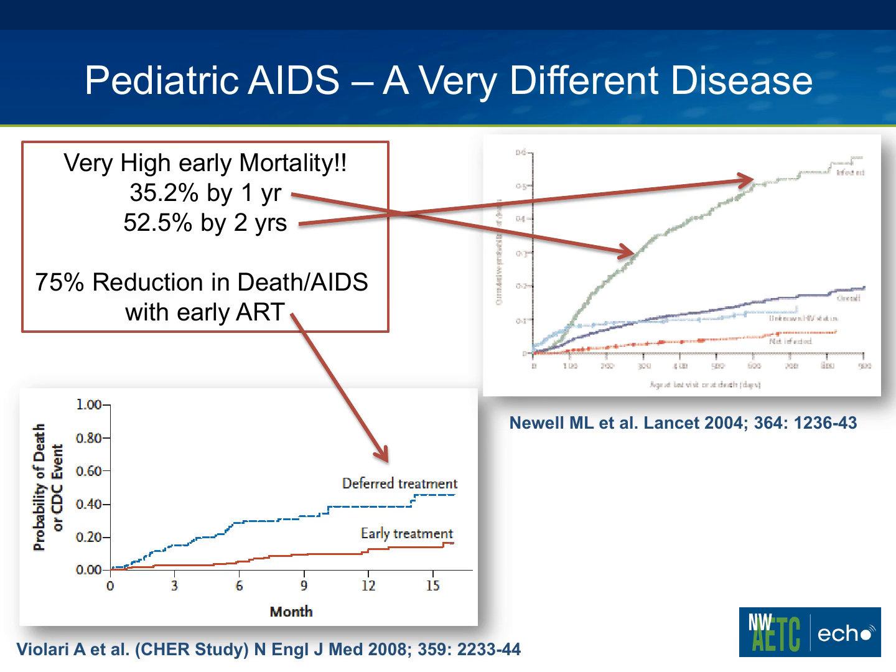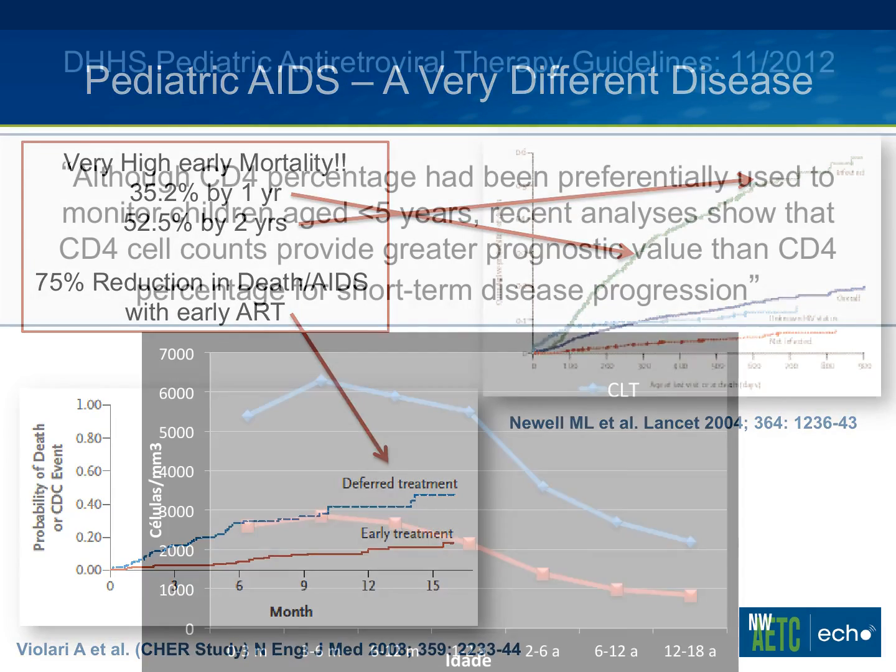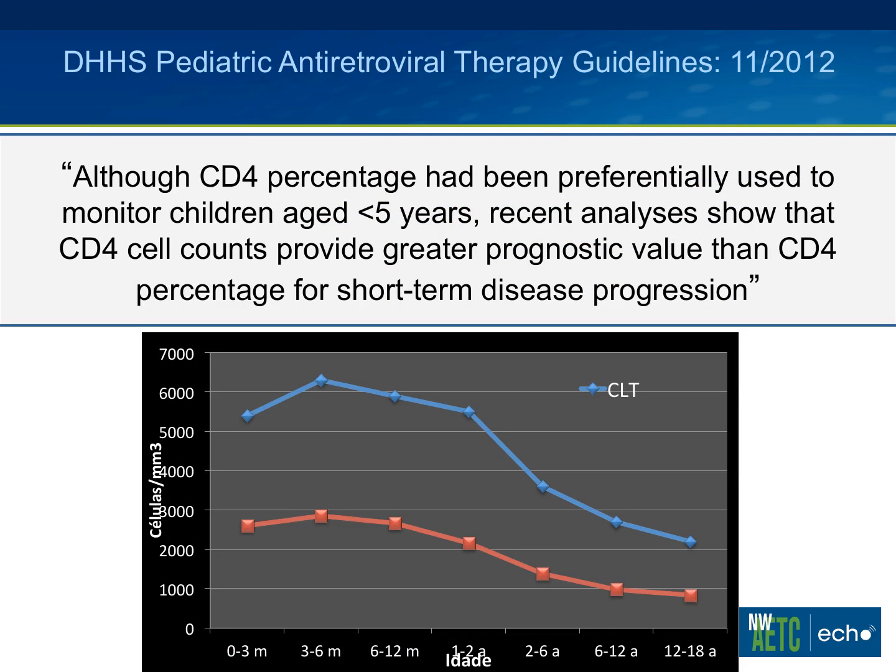But as you can see, the curves separate here immediately. The deferred treatment arm within 3 months had an increased probability of death or CDC event, and by the time the study was actually closed by the DSMB, there was shown to be a 75% reduction in death and AIDS with early ART. Incredibly dramatic numbers, and actually way more dramatic than we see with any of the adult studies in early versus late therapy. So what I hope to show you with these slides are just curves that show dramatic early mortality with pediatric HIV, giving us a whole lot more urgency to start ART than we do with adult infection.